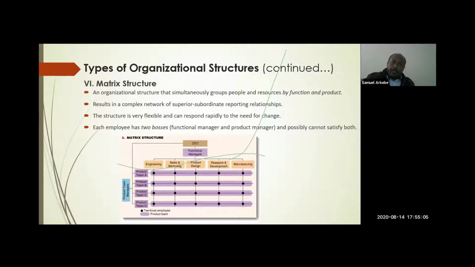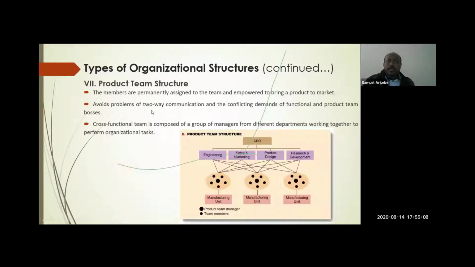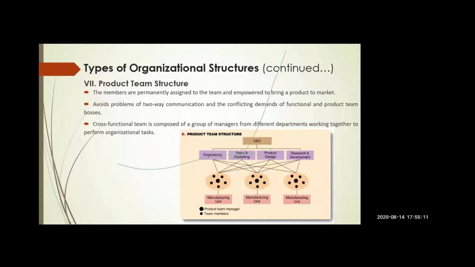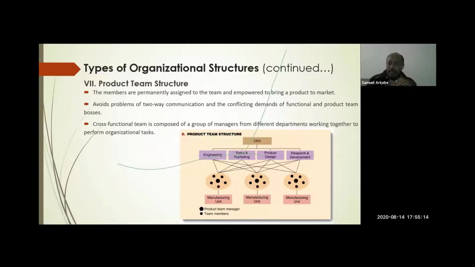Then what we have next is the seventh one, the product team structure. So here it focuses on mainly two things. One is the product, and then we also have the team members, which are the employees or those who function in each. As an example, engineering could be one product, but then the team members, the manufacturing unit is one subdivision, or sales and marketing is one, and then it could also have a manufacturing unit in it. So it could be like a cross-platform, combining product with team structure.